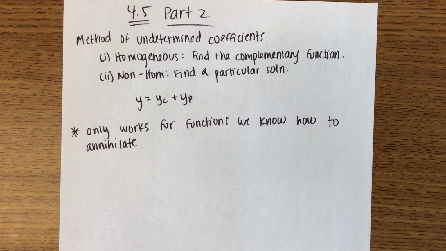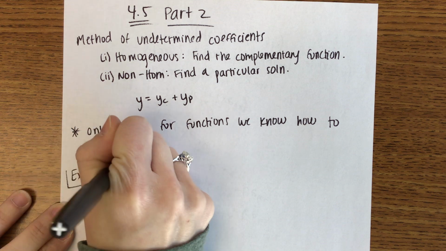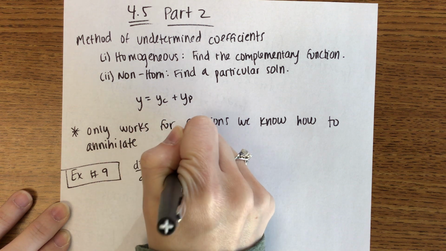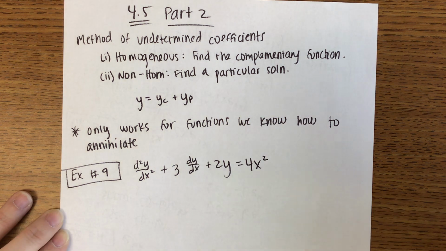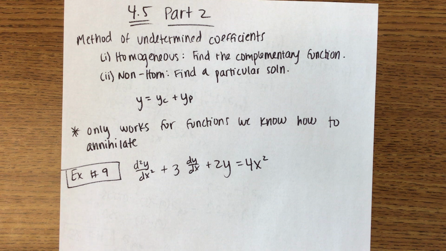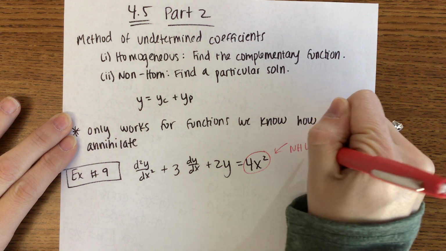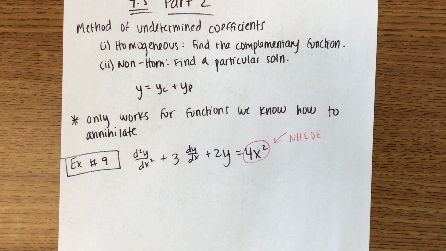What we're going to do today, I'm going to do one example with you, and then you guys are going to do one. So here is the example we're going to do. Okay, this is the part that 4x squared is what makes this non-homogeneous. Solve the homogeneous one. So turn that 4x squared into a 0 and solve that.